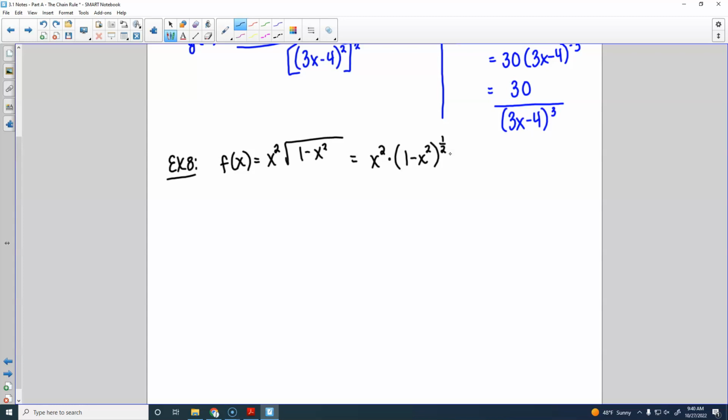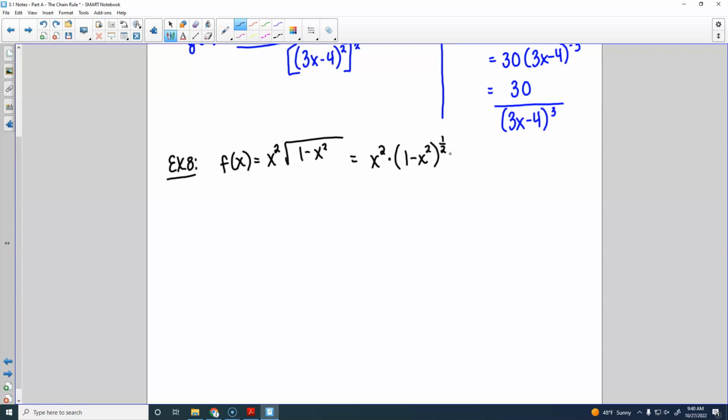All right, so what have I got to do now? I've got to do product rule. But it's going to be a product rule with a chain rule, right? It's going to include a chain rule.